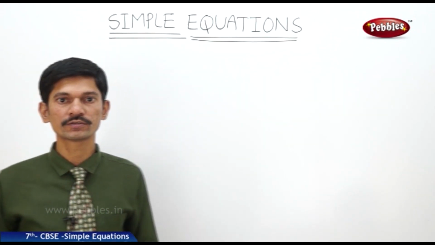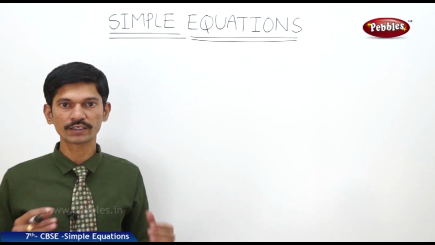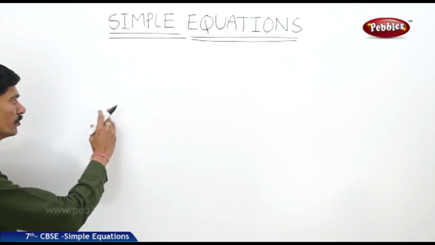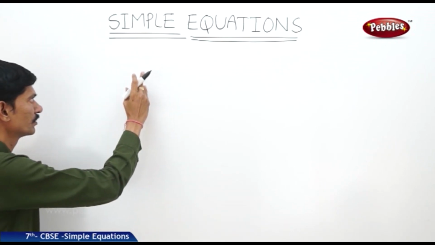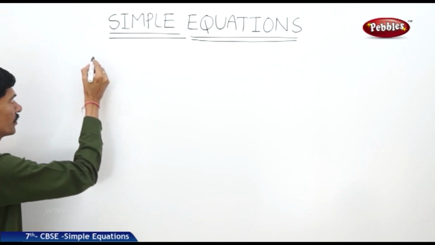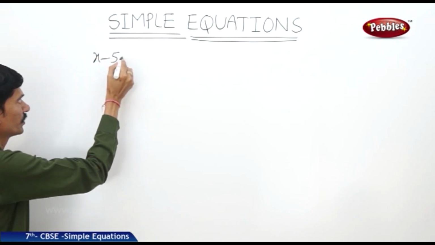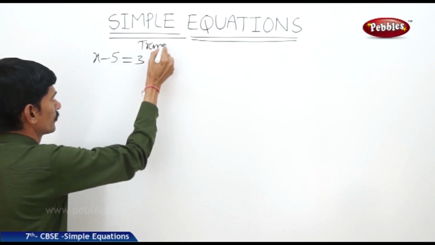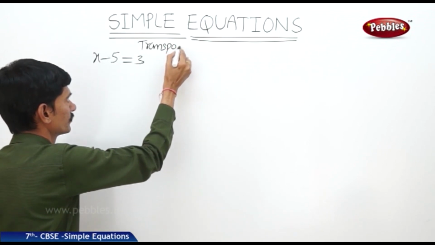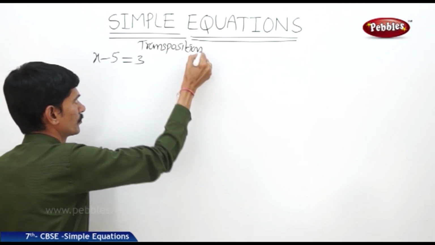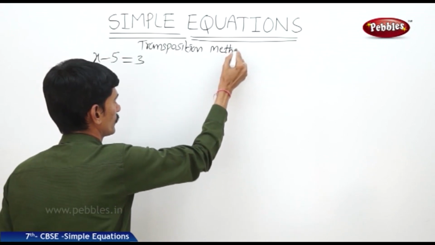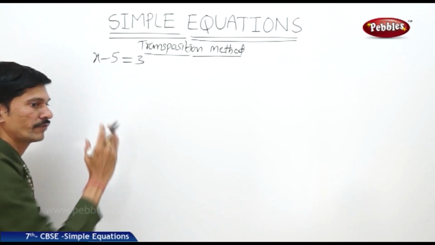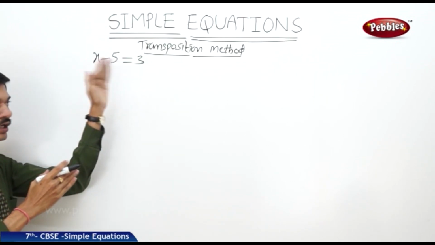Now I would like to teach you the transposition method to solve simple equations. Now what is the transposition method? Transposition means to move one term of the equation from one side to the other side. For example, x minus 5 equals 3. First we will write the transposition method. Transposing means moving one term from one side of the equation to the other side.